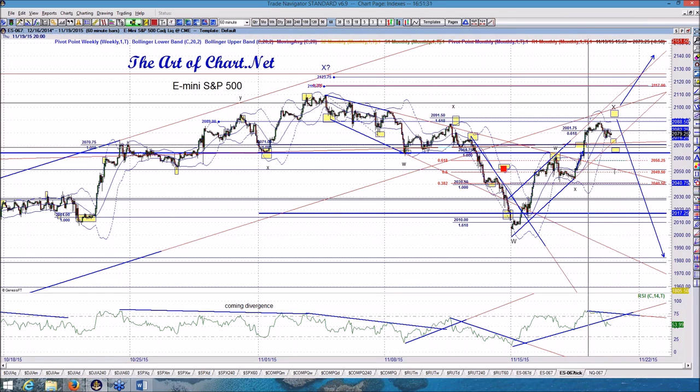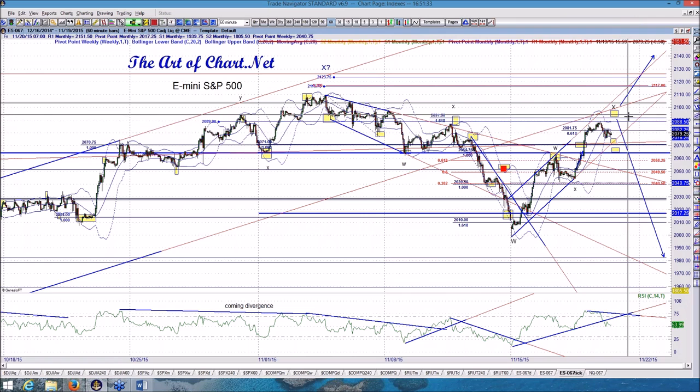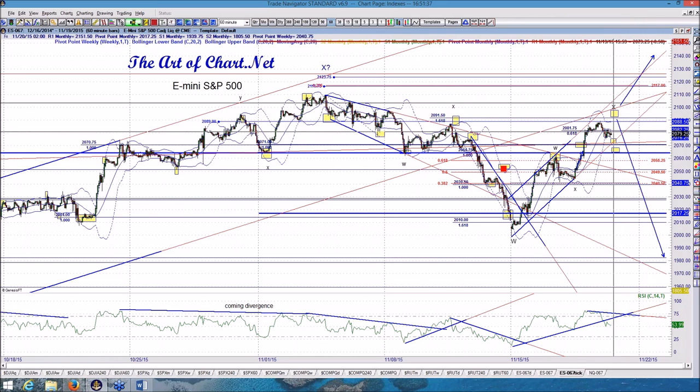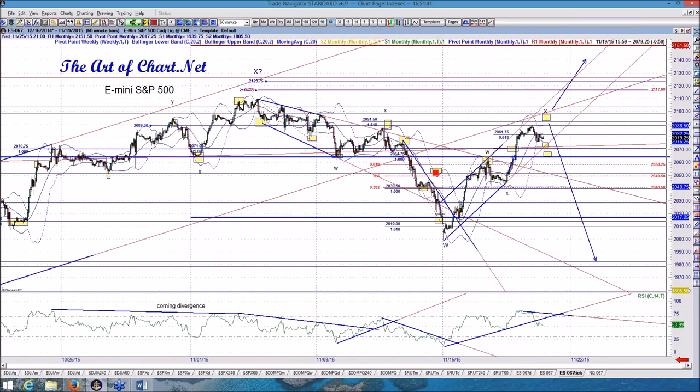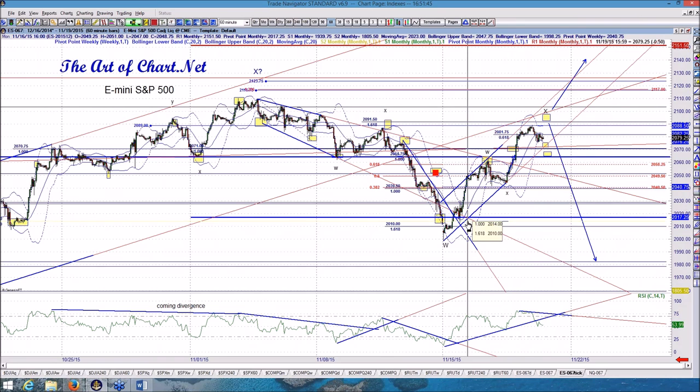We see the divergence. You can wait then for the lower high or the double top, but my bias is I'm looking lower at this point. If I am wrong and price goes above 2100 with any force, then we are going to all-time highs.